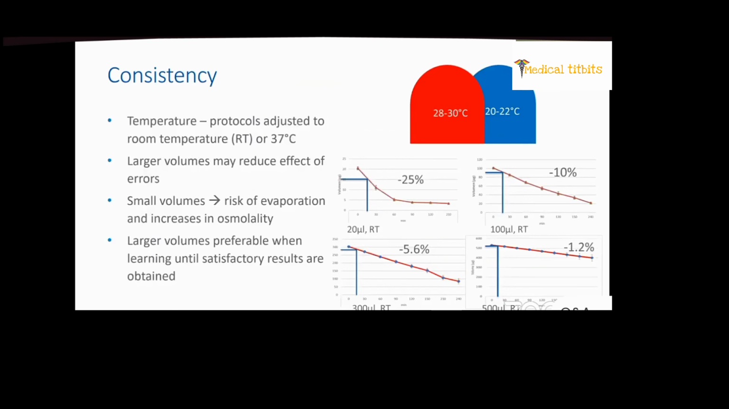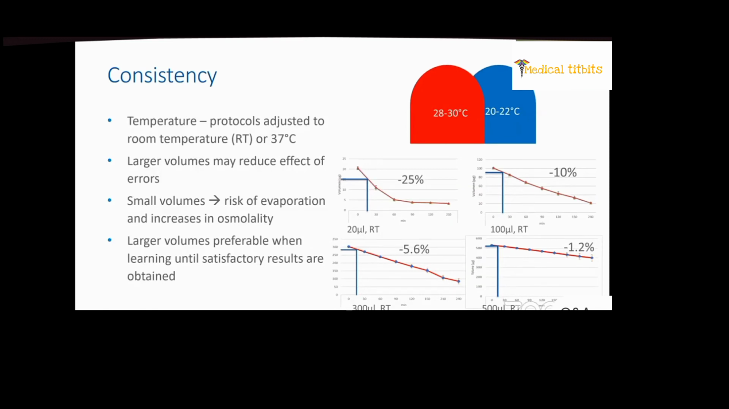To achieve the competence level and be closer or even exceed the benchmark level in vitrification, it's necessary to be consistent in all steps of the procedure and carefully manage the main parameters that can affect your results. Usually, protocols are adjusted to room temperature or to 37 degrees Celsius. However, temperature will affect the speed of the process. The normal distribution of equilibration time will be faster, for example, at 28 to 30 degrees in a warmer lab than at 20 to 22 degrees C.